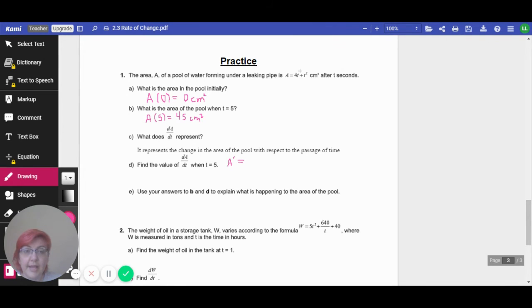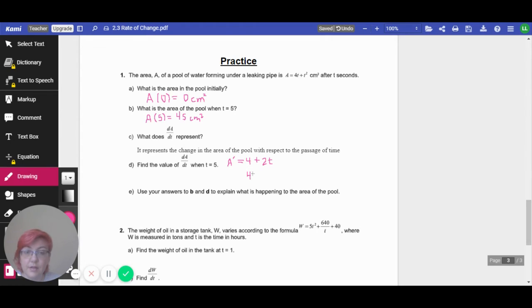All right, n is 1, A is 4. 1 times 4 is 4. And t to the 1 minus 1 is t to the 0, which is just 1. 4 times 1 is 4. And then n is 2, A is 1. So 2 times 1 is 2. And t to the 2 minus 1 is just t to the 1. Let's evaluate at t equals 5.